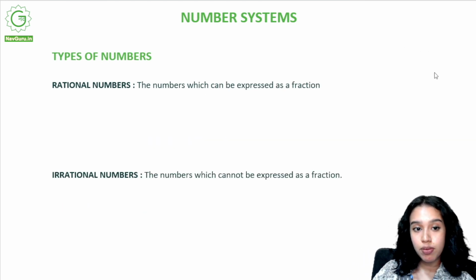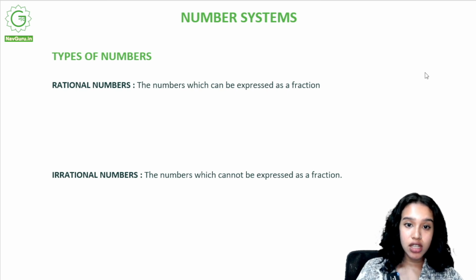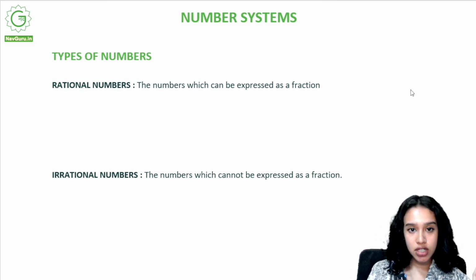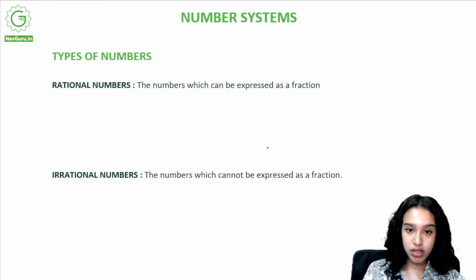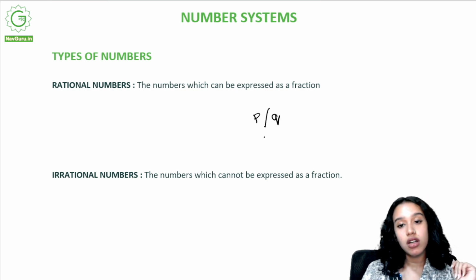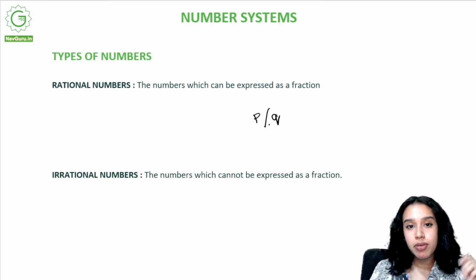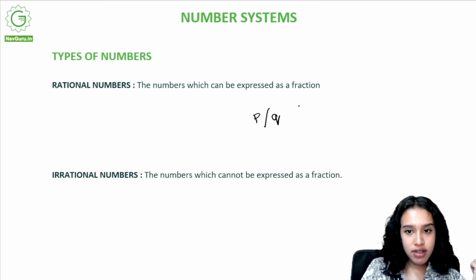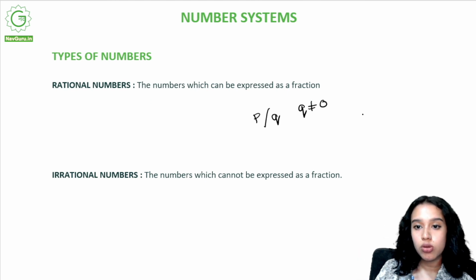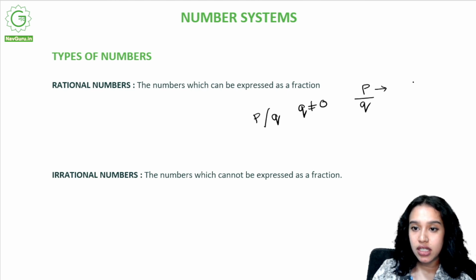And now we have a bigger kind of numbers, that is rational numbers. So what is a rational number? A rational number is a number which can be expressed in the form of P by Q. What is P by Q? P by Q is a fraction, and we have a condition here: Q should not be equal to 0. For a fraction, we have a numerator and a denominator. Here P is the numerator and Q is the denominator.